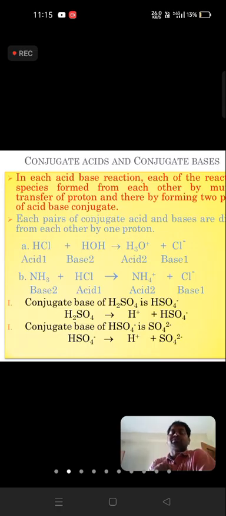Now, according to this concept, we may consider H2SO4 a dibasic acid. That means it is initially converted to HSO4 minus, and this HSO4 minus is further converted to the SO4 2 minus ion. Here H2SO4 and HSO4 minus is a conjugate acid-base pair, or HSO4 minus is the conjugate base of H2SO4, and HSO4 minus is also the conjugate acid of the SO4 2 minus ion.